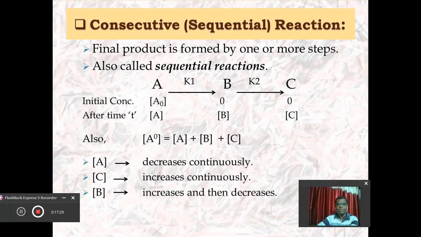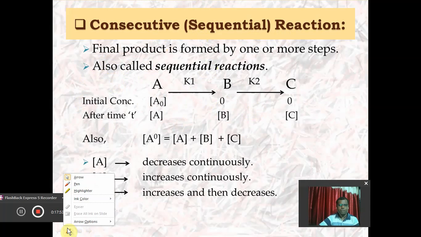The second type of complex reaction that we can discuss here is called a consecutive reaction, which is also called a sequential reaction. The word consecutive itself indicates sequence, one after another. This type of complex reaction consists of a number of steps or a number of sequences, and that's why in this type of reaction the final product is formed.